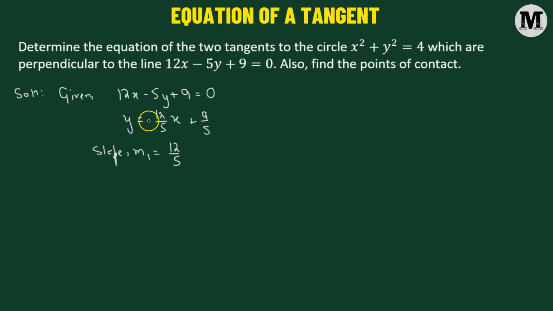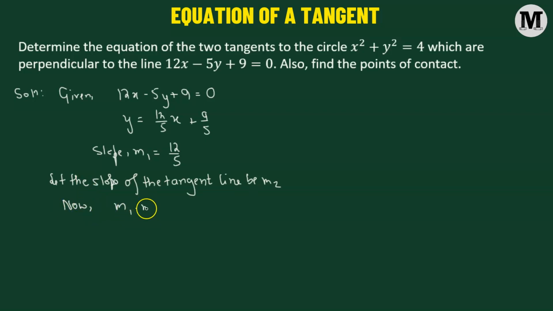Now it's given here that this particular line is perpendicular to the tangent line, which is tangent to the circle x squared plus y squared equals 4. So we can find the slope of the tangent line because there's a property of straight lines: if two lines are perpendicular to each other, then the product of their slopes always equals -1. Let the slope of the tangent line be denoted by m2. So the product of m1 and m2 equals -1, which means m2 equals -1 over m1, or simply put, m2 equals -5 over 12.